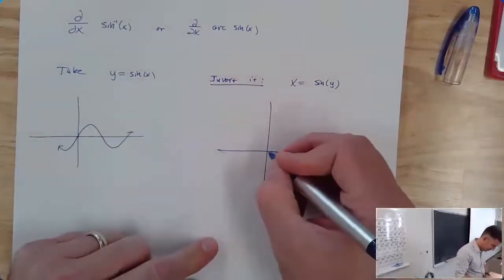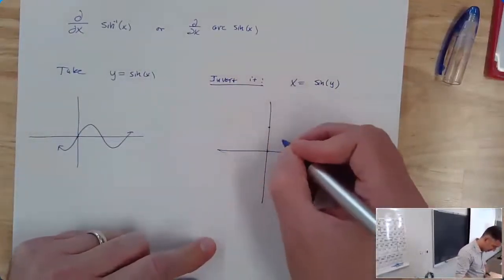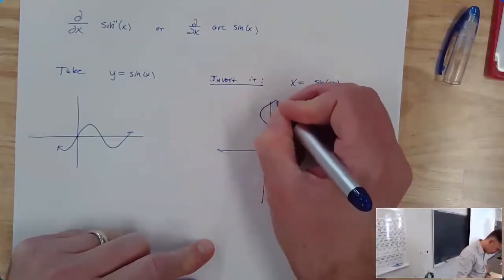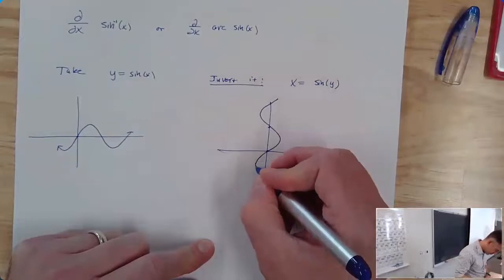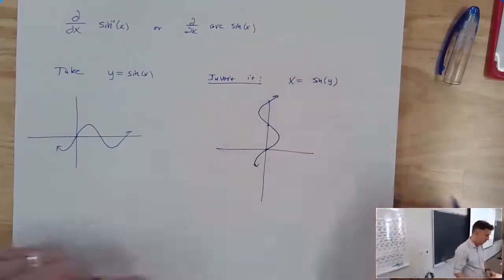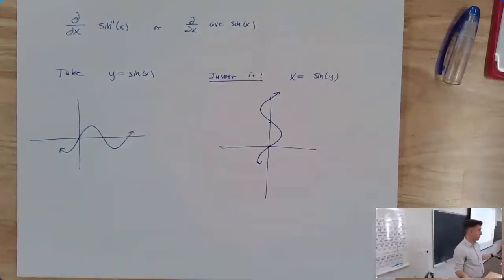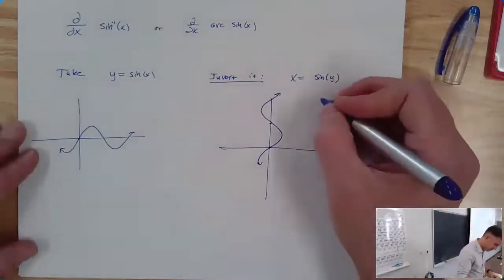So let's see, I'm kind of bad at drawing this, but fine. It looks kind of like this. There's your x equals sine of y. And I hope we can all agree that's not a function, right? It fails the vertical line test hard. Almost any vertical line you draw that passes through a point passes through an infinite number of points. So this is definitely not a function.